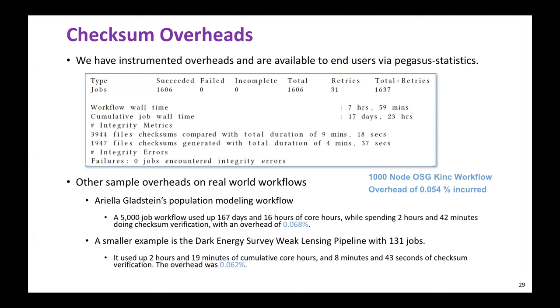One of the things that we also did was to check the overheads of our integrity checking modules in Pegasus. We instrumented Pegasus to find out overheads for both generation of the checksums and comparison of the checksums. And we see that the overheads are really low. Even for the 1,000 node workflow, the overhead is about 0.05%. The 5,000 job workflow had an overhead of 0.06%. So it's really negligible. So even if it's an opt-out option, people should not opt out of this because of overheads. Our results show that.